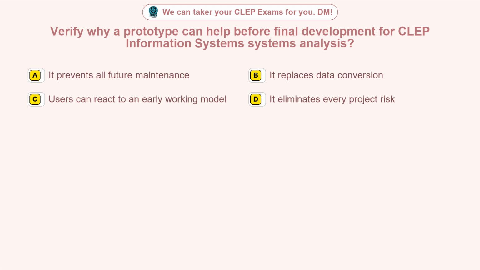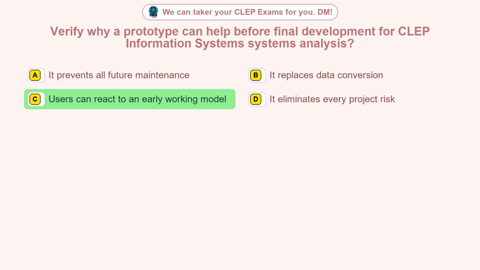Question 68. Verify why a prototype can help before final development for CLEP Information Systems analysis. Option A. It prevents all future maintenance. Option B. It replaces data conversion. Option C. Users can react to an early working model. Option D. It eliminates every project risk.